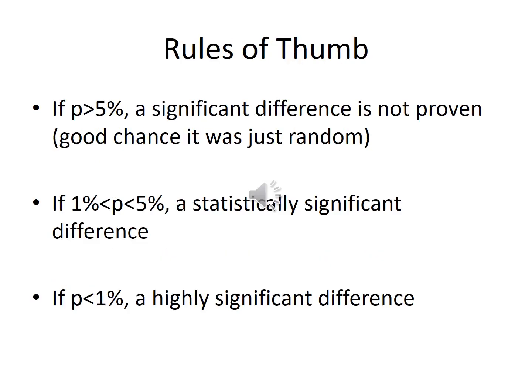A good rule of thumb is p is greater than 5%. You generally don't take that as being proven because there's a good chance, more than 1 in 20 chance, that was just random variation. If it goes from 1 to 5%, we call that statistically significant. And we would probably pull the trigger on that one. But if it's less than 0.1%, man, it's probably not random chance at all. Something's actually happening.